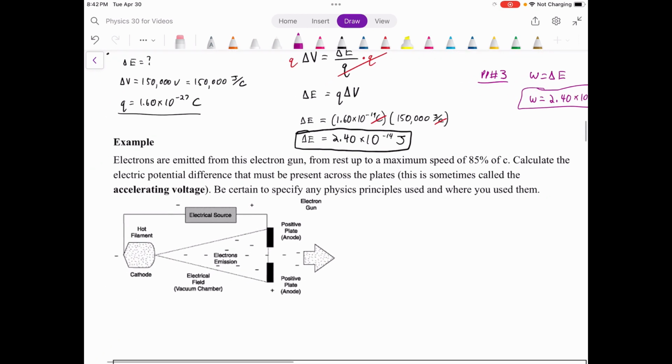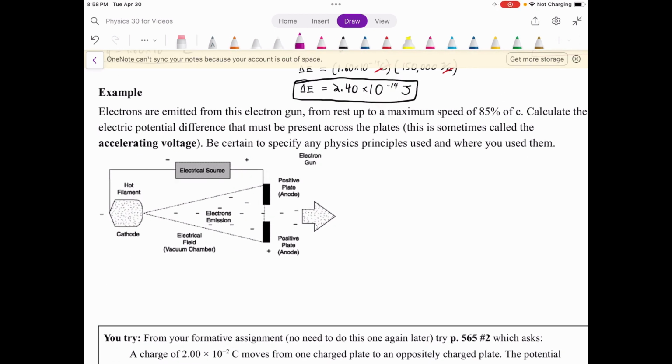Okay, let's try out another one. Alrighty, so electrons are emitted from this electron gun, it's called. Essentially, it's something that causes electrons to fly from here to here. Let's just get a feeling for this situation, read it a bit more here. From rest up to a maximum speed of 85% of c. Now, c is going to be a number you are very, very familiar with by the end of Physics 30.